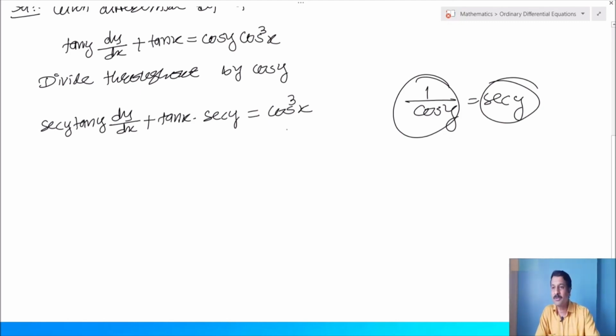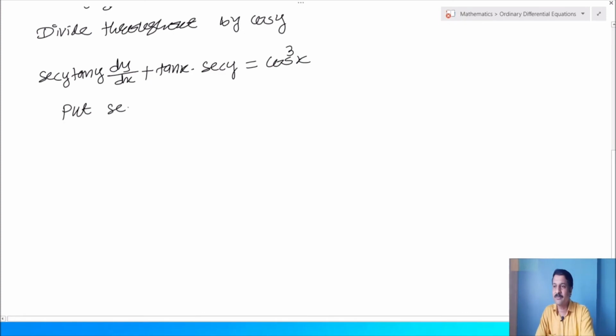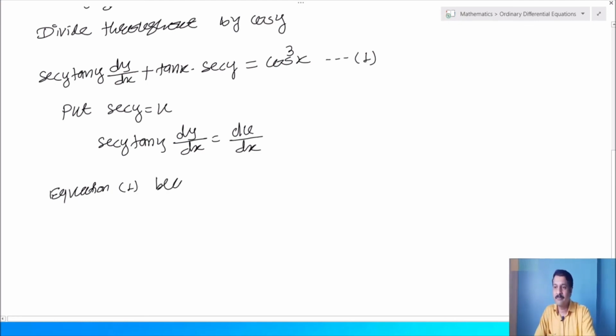And now you can observe it is of the type f dash of y. The function is what here? Sec y. And what is the derivative of sec y? It is sec y tan y into dy by dx. Now it is very clear that the substitution is sec y equal to u. So differentiate with respect to x. So I am getting sec y into tan y dy by dx equal to du by dx. So by this substitution in equation 1, equation 1 becomes du by dx plus tan x into u equal to cos cube x.